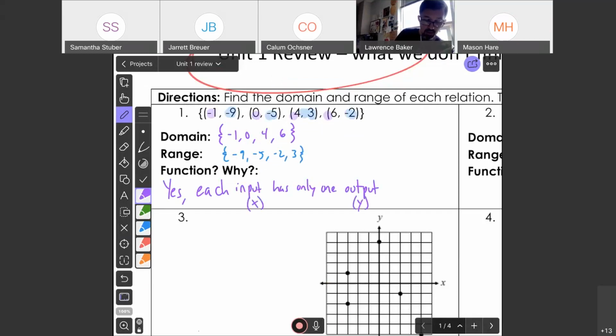And so just that idea that if it said also -1, 3, if that was another point in our list, then all of a sudden this is not a function, because that one input has 2 different outputs. It's still a graphable thing, still a relation, it's just not a function. So that's all it means. There's nothing bad about that happening. It's just not a function. So, okay.